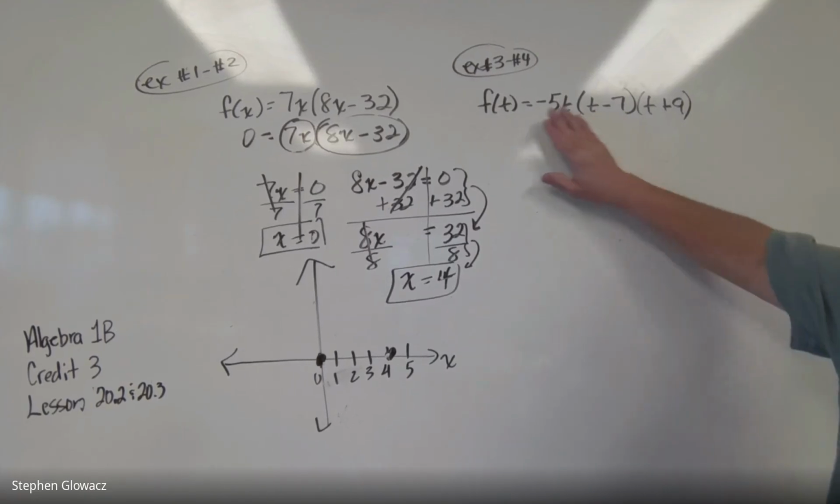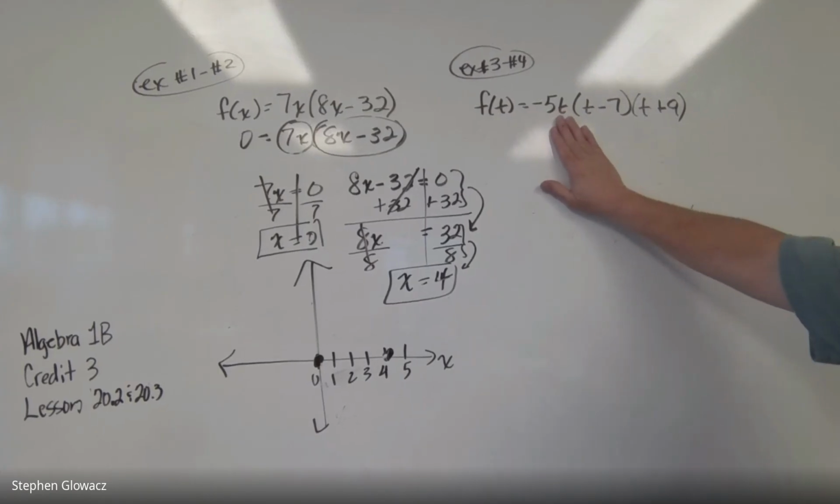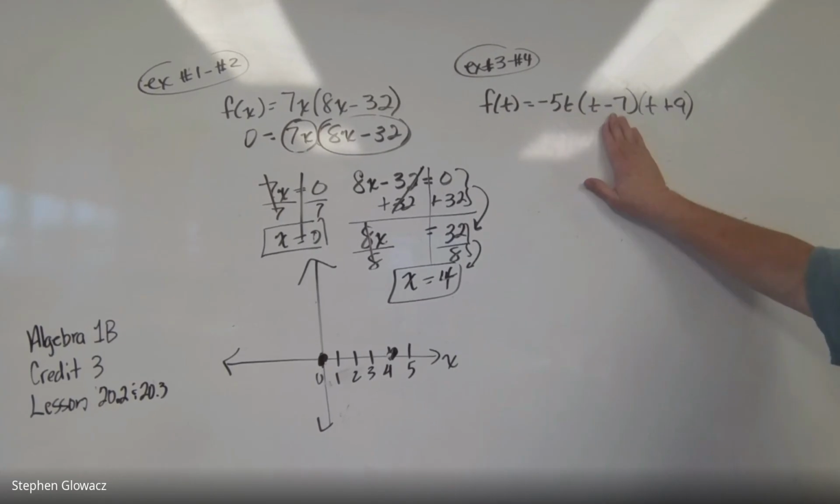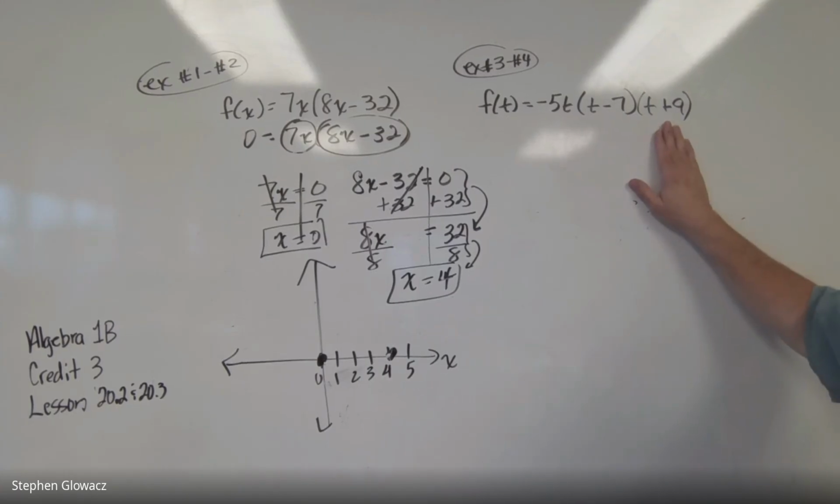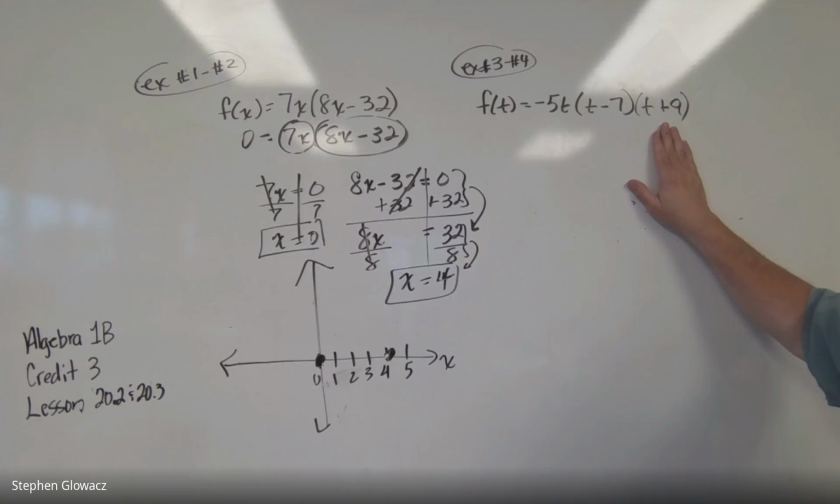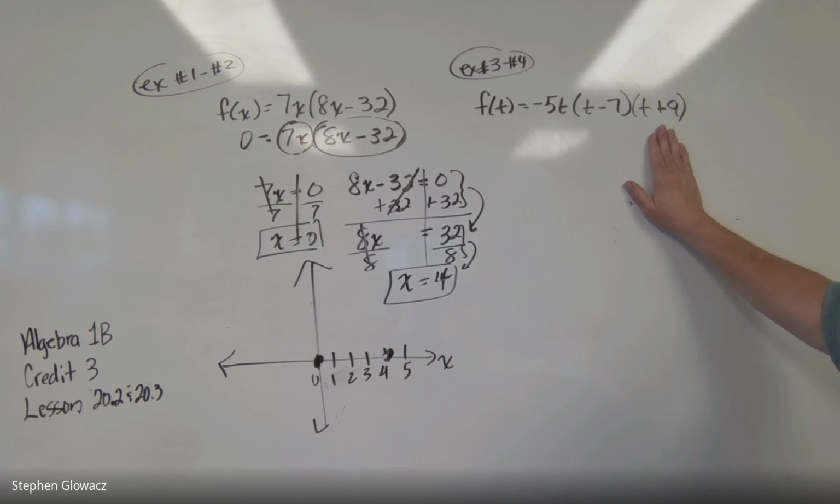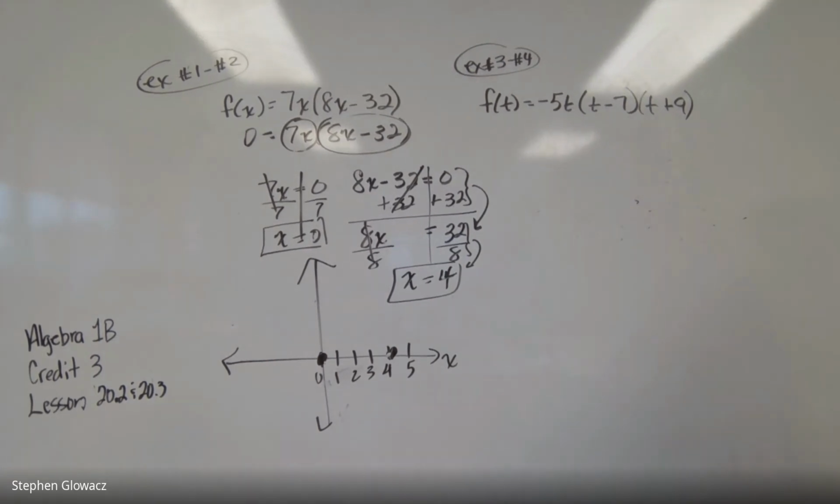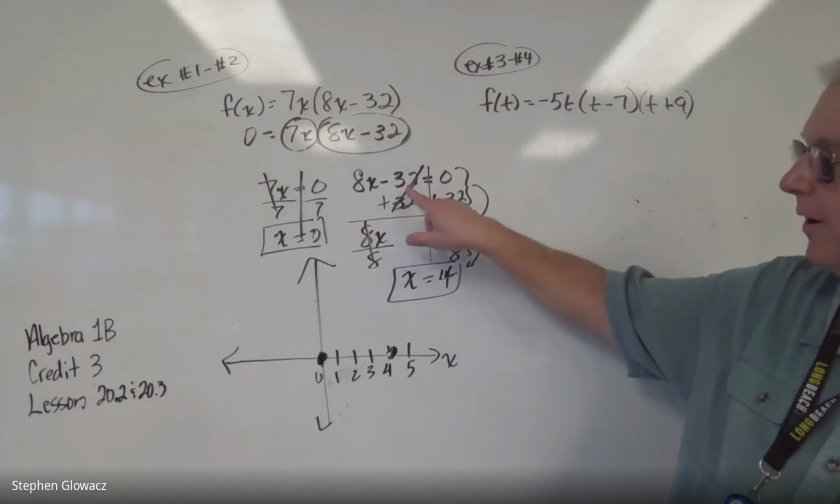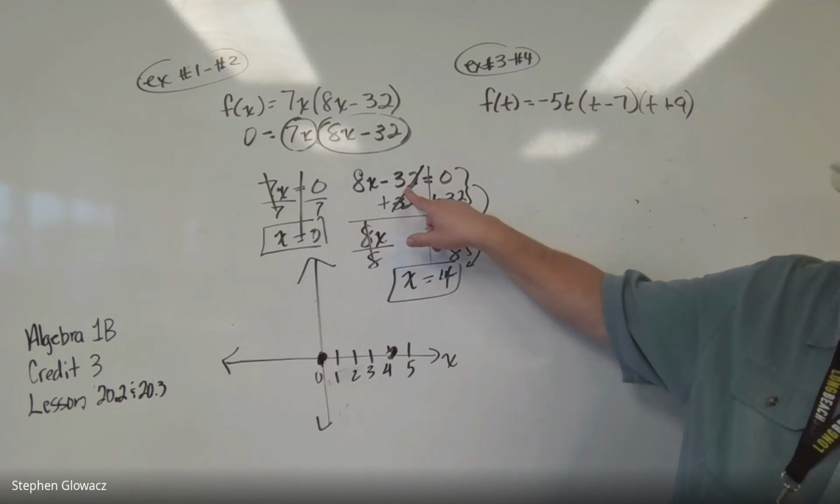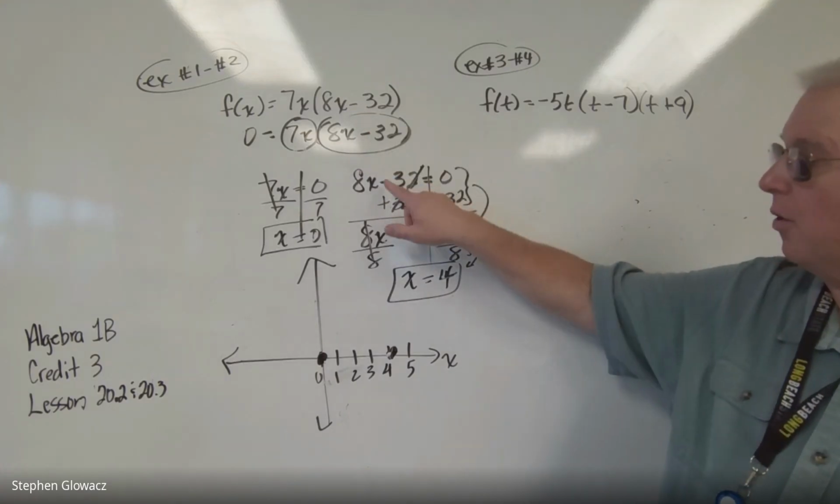In our example, we're going to use f of t equals negative 5t times t minus 7 times t plus 9. How long does the ball spend in the air? Now, number 4, it's about a football, similar situation. Oh, one other point. Before I leave numbers 1 and 2, I want to point out, because on number 2, you're actually going to have a plus here.